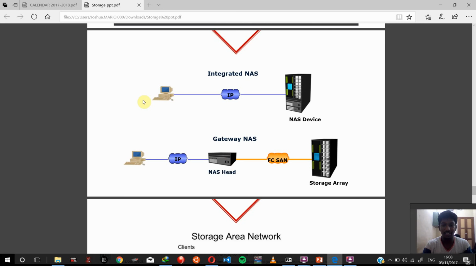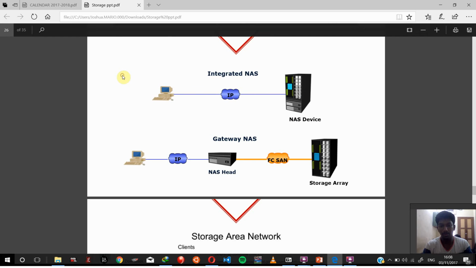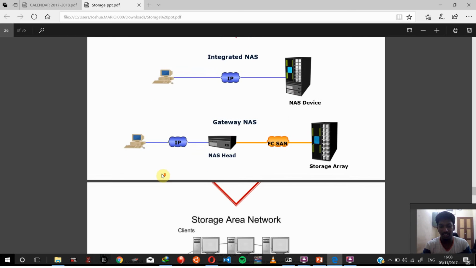In integrated NAS, it's kind of like a direct connection. So there's a system, an IP network, and a NAS device. This is provided in the faculty's table. And this is gateway NAS. Here we have an IP network, a NAS head and an FC SAN. The NAS head connects to the storage array instead of a NAS device. And this is for the clients.